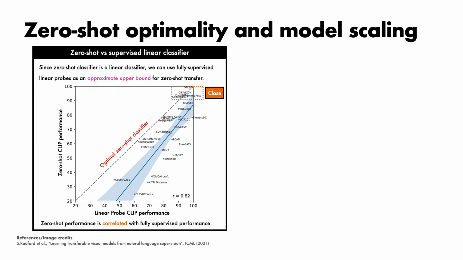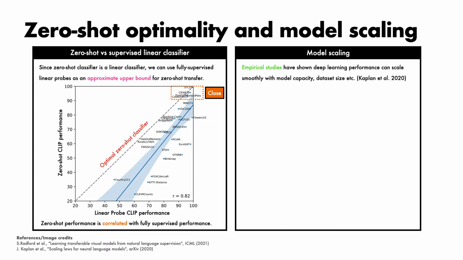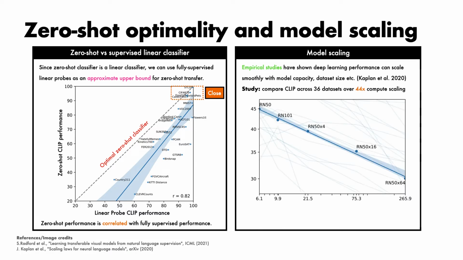Next, we look at model scaling, which is of interest since several empirical studies have shown that deep learning system performance can sometimes scale smoothly with model capacity, dataset size, training compute, and other relevant quantities. In this study, CLIP performance is compared across a factor of 44 increase in model compute. Here, model gigaflops are plotted on the x-axis on a log scale, and average error is plotted on the y-axis. While individual evaluations are noisy, the overall trend is smooth and displays a similar kind of log-linear trend to those seen in prior work.